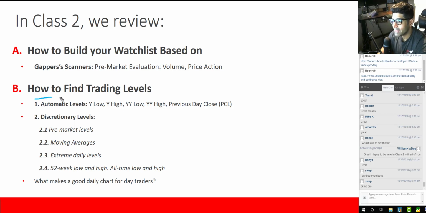There are some automatic levels that the platform finds for you. There are 5: yesterday's low and high, 2 days ago low and high, and previous day close. And there are some levels that you as the trader should go and find, like pre-market levels, moving averages, extreme daily levels, 52-week low and high, and all-time low and high. And then we'll discuss what makes a good daily chart for day traders.